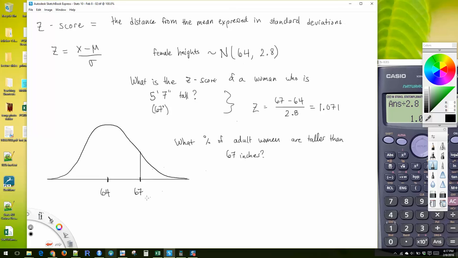Well, I can say this number 64 is the mean. So if I have z values here, 64 corresponds to a z of 0, and 67 corresponds to a z of 1.071. So effectively, when I ask what percentage of women are taller than 67 inches, I can just ask how much is greater than z equal to 1.07? This is the same answer as how much is greater than z equal to 1.071. So these two questions are going to give us the exact same answer.